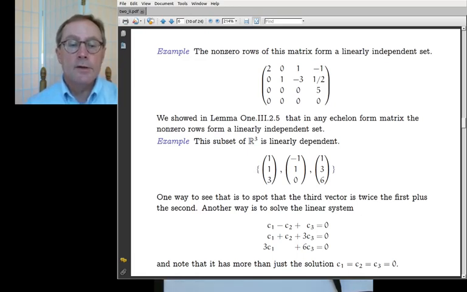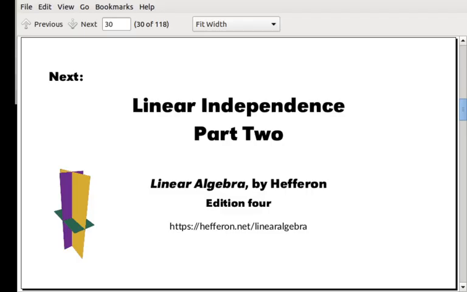Okay, so that ends the day. We're interested here in figuring out when these systems have more than just a trivial solution, that's linear dependence. When they have only the trivial solution, that's linear independence.